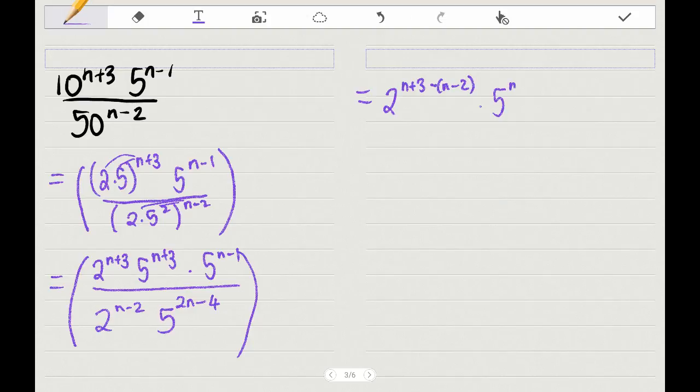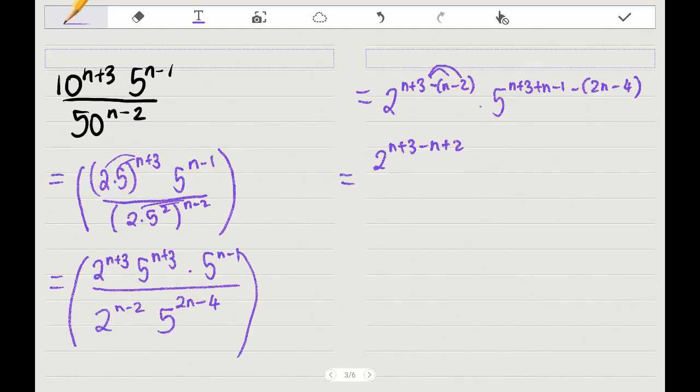So that's n plus 3, then we multiply that, so we add the exponent. And then we're dividing, so we're subtracting. So it's minus 2n minus 4. Okay, so let us write that's 2n plus 3 minus n plus 2.